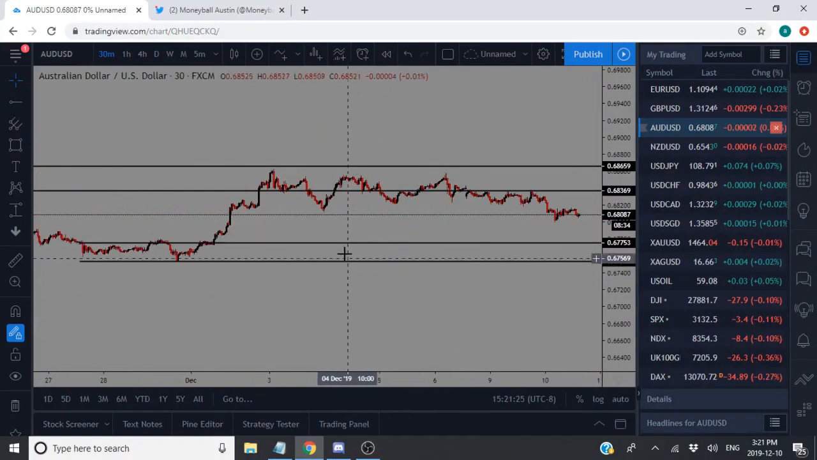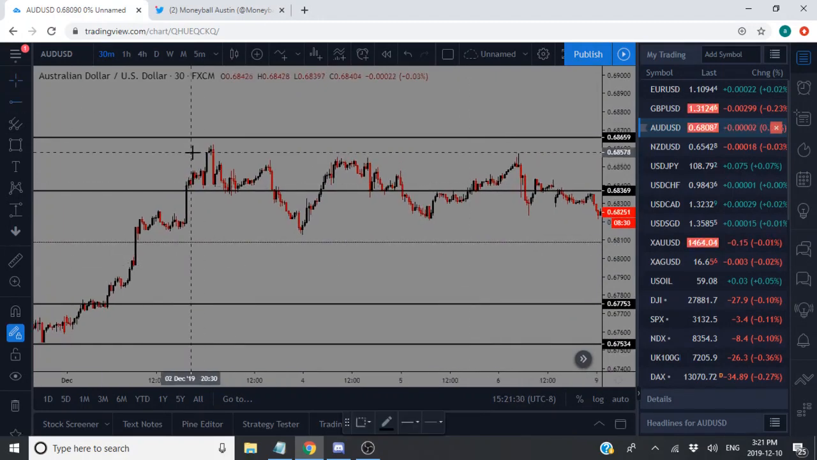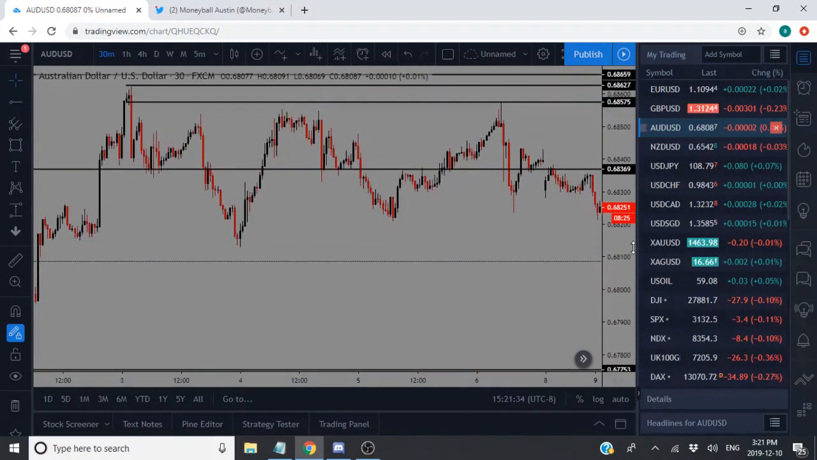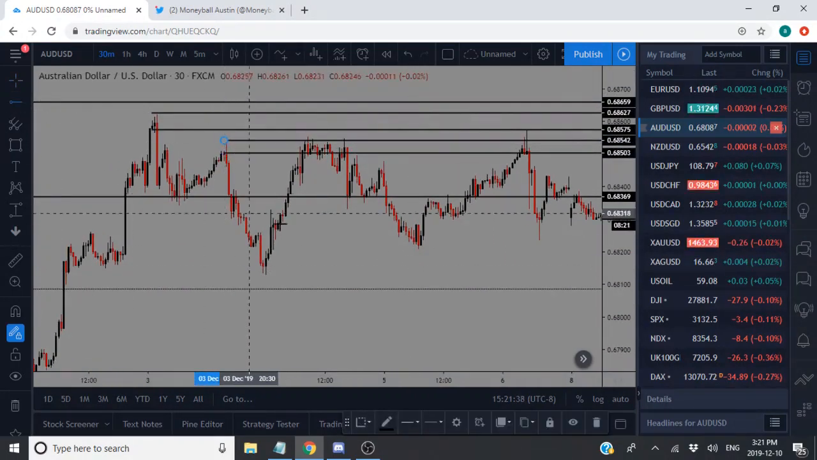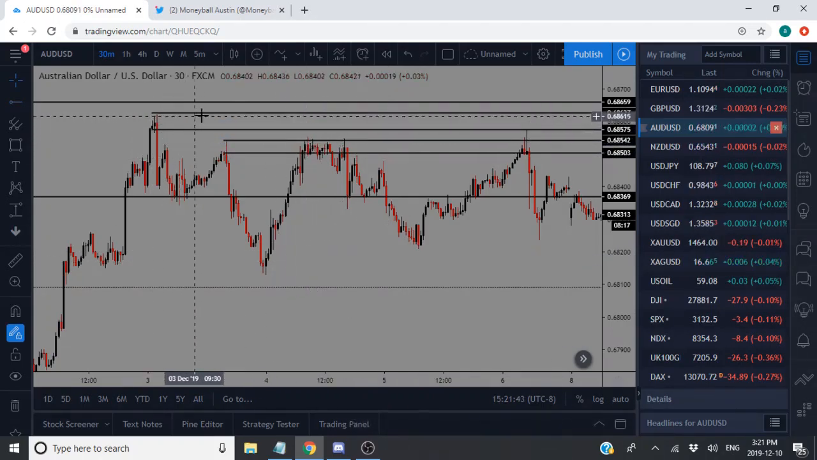I know some of the people caught this short. I know a lot of you guys were talking about this. So that was the supply zone. There was another one right above it. I'd kind of draw it out like that. Some people caught that short, some people caught this one. I didn't catch any of them.